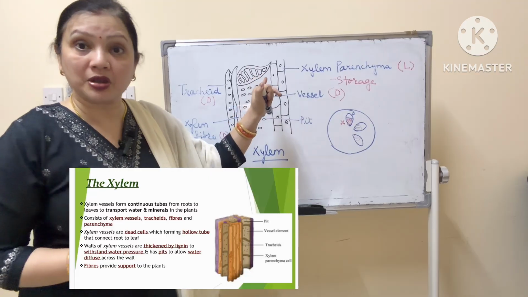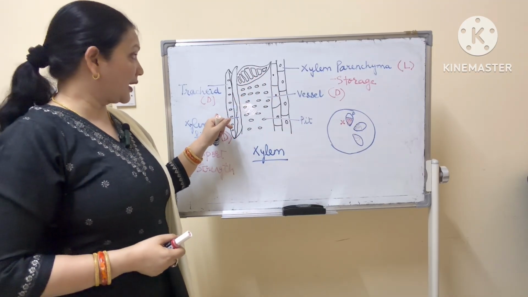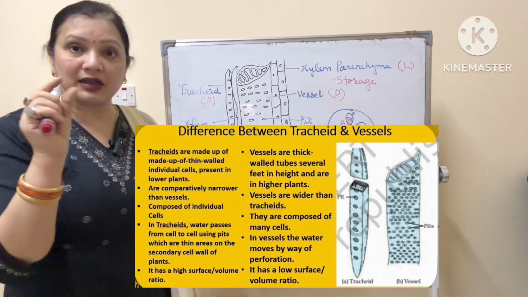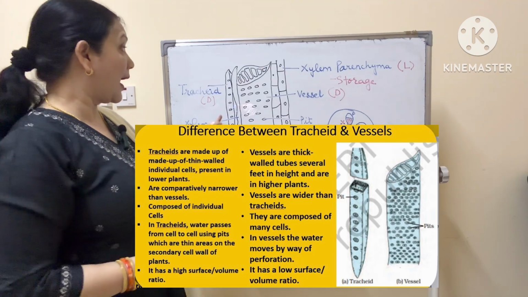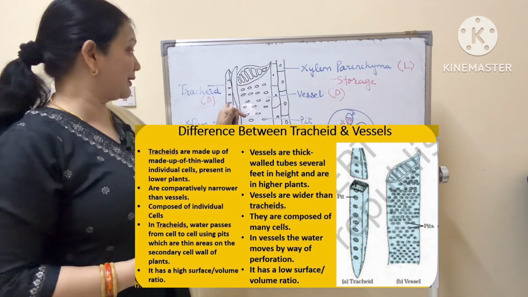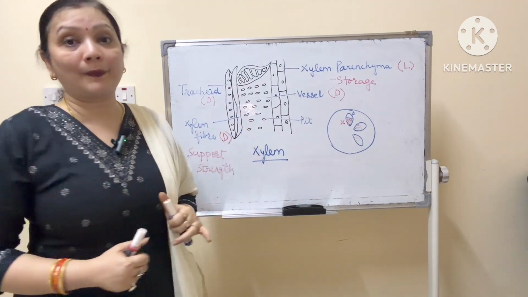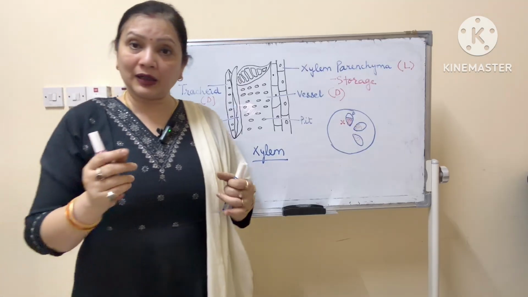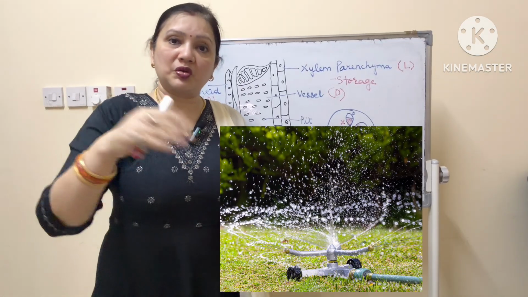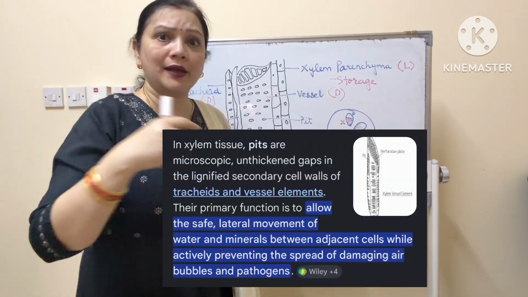There are perforations. Whereas tracheid, if you see, the ends, the diameter is thin and it has no perforation. These things which you see, they are called pits. Have you seen a sprinkler? The sprinkler can take out water outside in all direction.